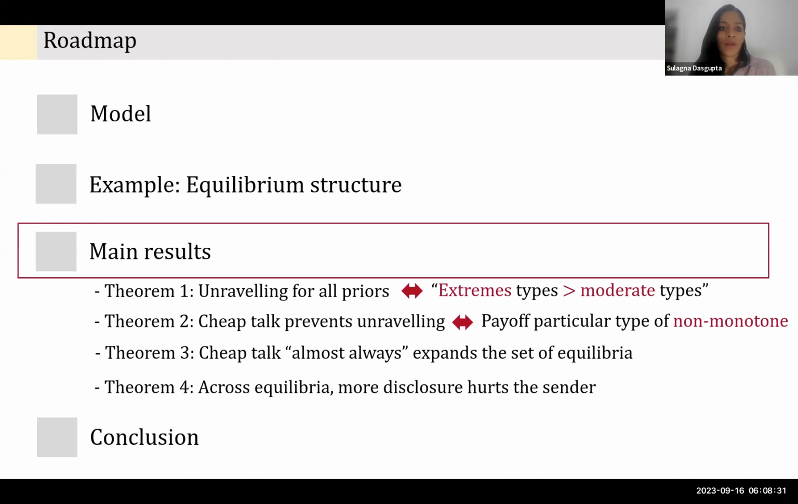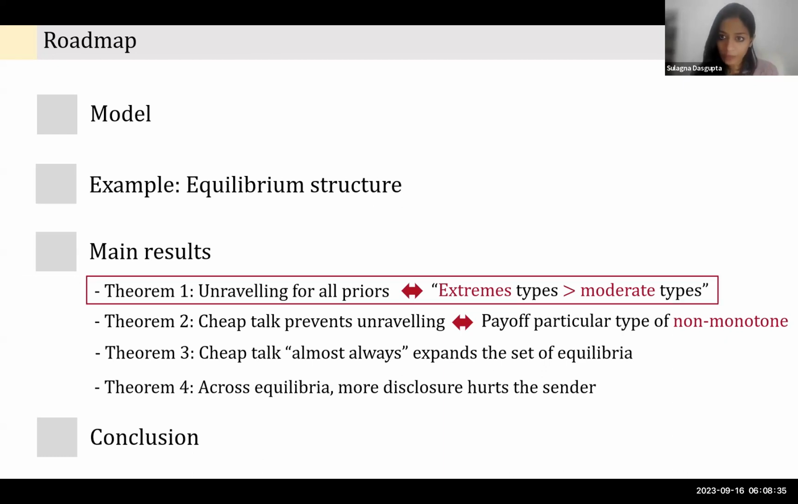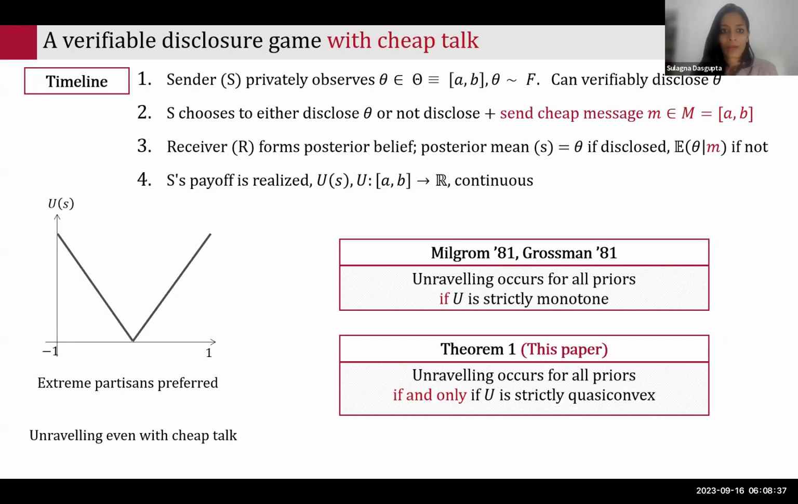Now, I will go to my main results and continue running with this example. The first result is that, like the previous insight which we saw from that example, when generalized, that gives us our first result, which characterizes unraveling for all priors. That's my theorem 1: unraveling occurs for all priors if and only if the payoff function U is strictly quasi-convex.